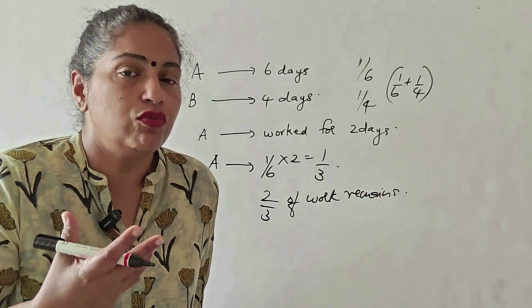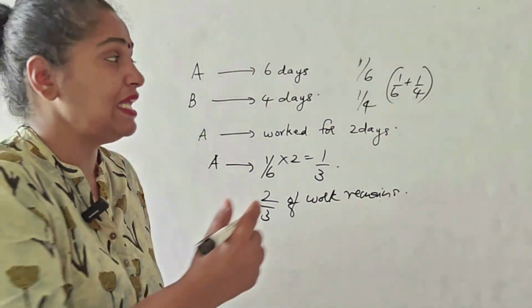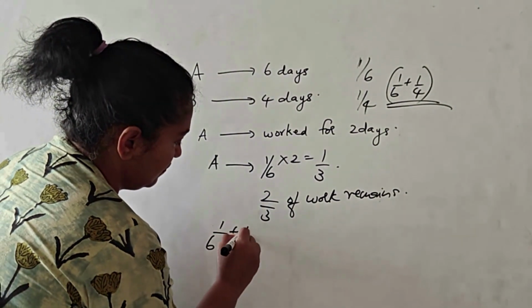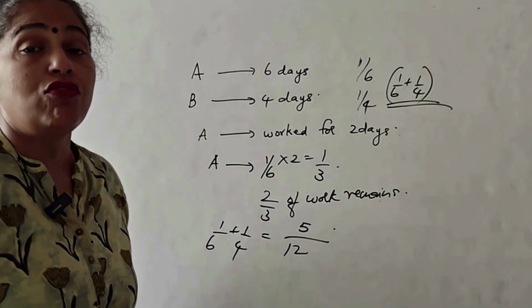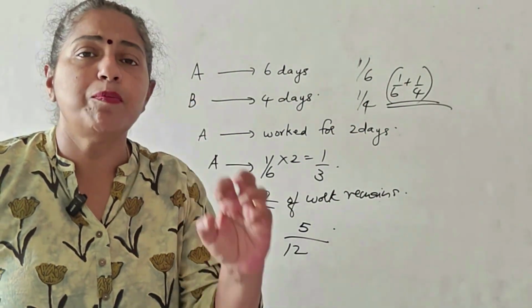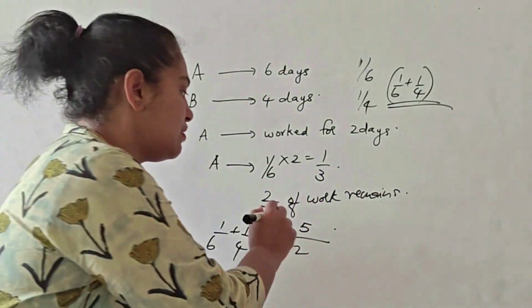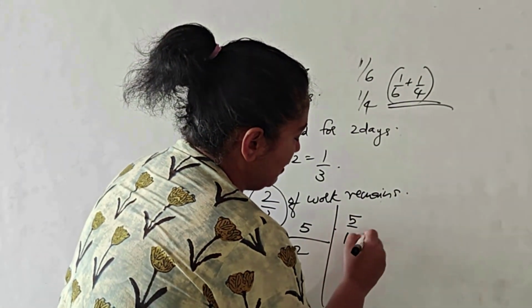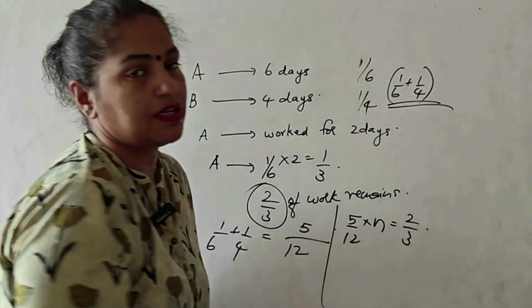Correct. Now, after 2 days, what happened? B joined A. When B joined A, their productivity automatically went up to this in a single day. So, 5 by 12 of the work can be done by A and B in a single day. Okay. Suppose they need to work for n number of days to finish the remaining work, and the remaining work is 2/3 of the work. Okay. So now let us write 5 by 12 into the number of days taken by A and B together will give me 2/3 of the work.